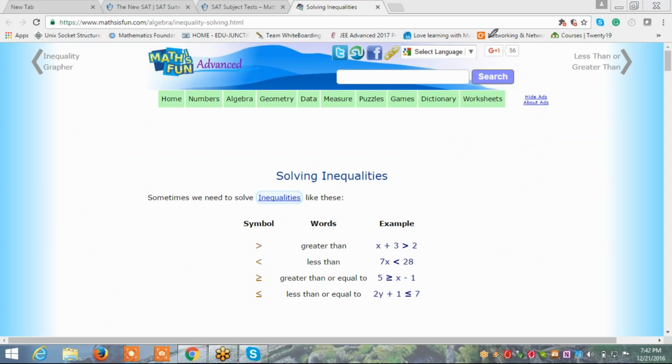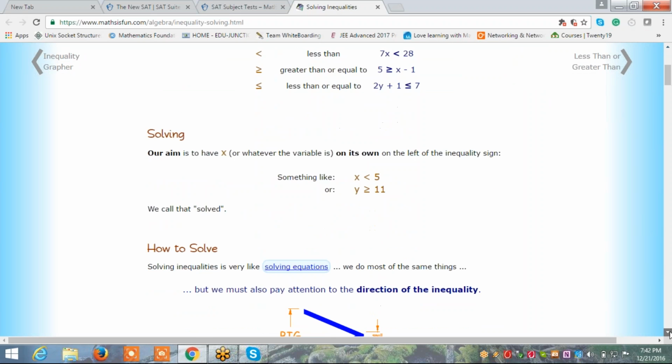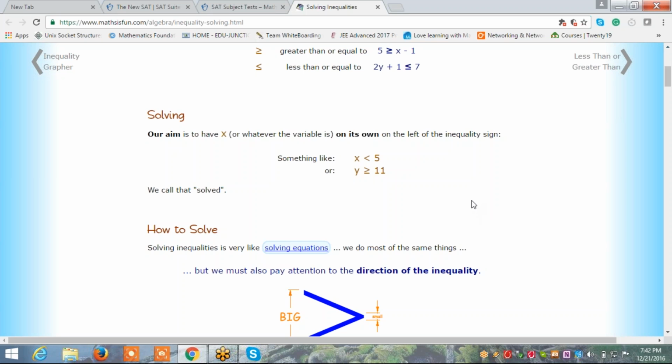Okay? Yes. So this symbol indicates greater than. This is for less than, greater than or equal to, less than or equal to. How to solve the given inequality here? Our main aim is to solve for x or solve for y, the variable given in the inequality. If I give x less than 5, x greater than or equal to 11, how are we going to solve that?